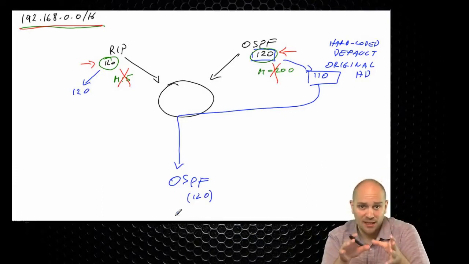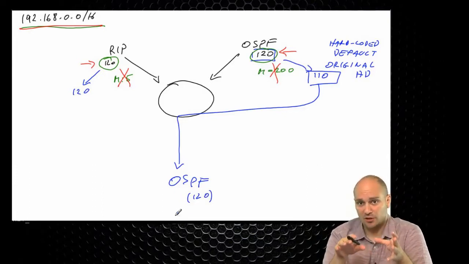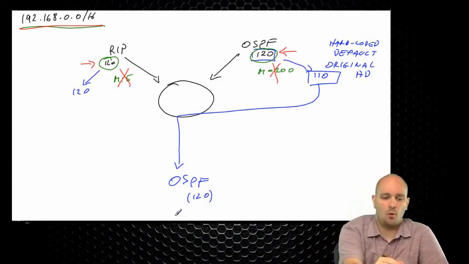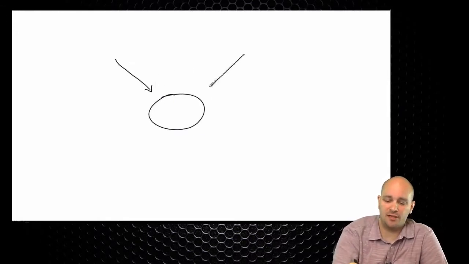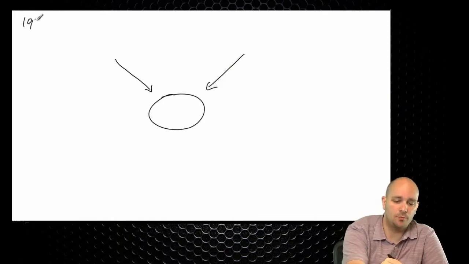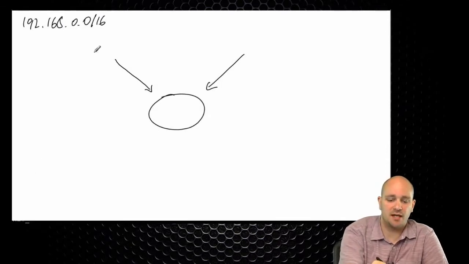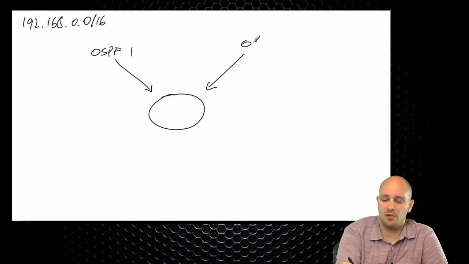But sometimes, in some cases, this is not actually going to work. Now, what is this case going to be? So let's say that we have a router. Again, we have a router here, and we have a route, again, the same route, 192.168.0.0/16, that is learned from two sources. And let's say that this here is OSPF process 1, and this here is OSPF process 2.